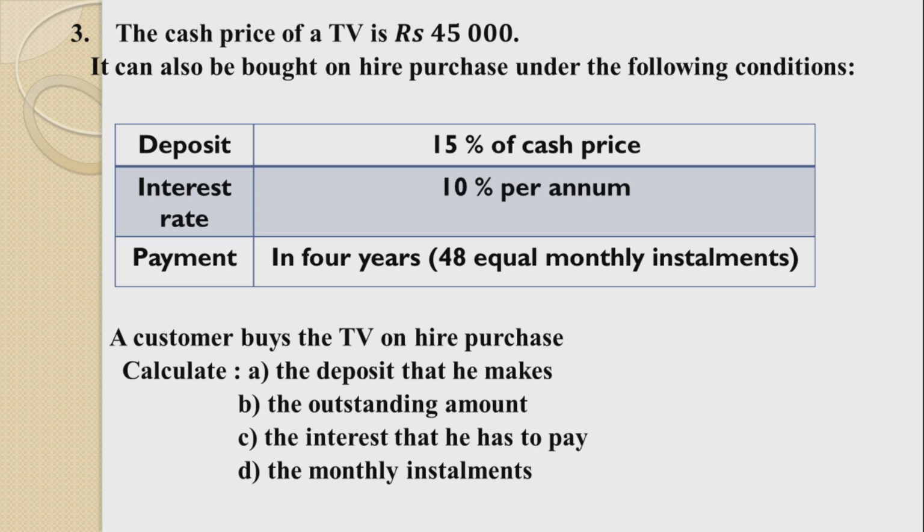Exercise 3. The cash price of a TV is 45,000 rupees. It can also be bought on hire purchase under the following conditions. The deposit is 15% of cash price. The interest rate is 10% per annum. The payment is to be done in 4 years, that is, in 48 equal monthly installments. A customer buys a TV on hire purchase. Calculate the deposit that he makes, the outstanding amount, the interest that he has to pay, and the monthly installments.